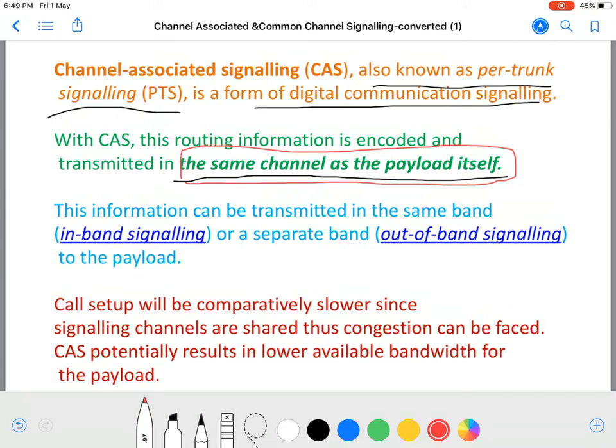So within channel associated signaling, there are two different provisions. Either the signaling is traveling within the bandwidth of the voice signal or just outside the bandwidth of the voice signal. Call setup will be comparatively slower, since signaling channels are shared, thus congestion can be faced. CAS potentially results in lower available bandwidth for the payload. Lower because if they share the same bandwidth, it is very clear that the payload will get lesser bandwidth.